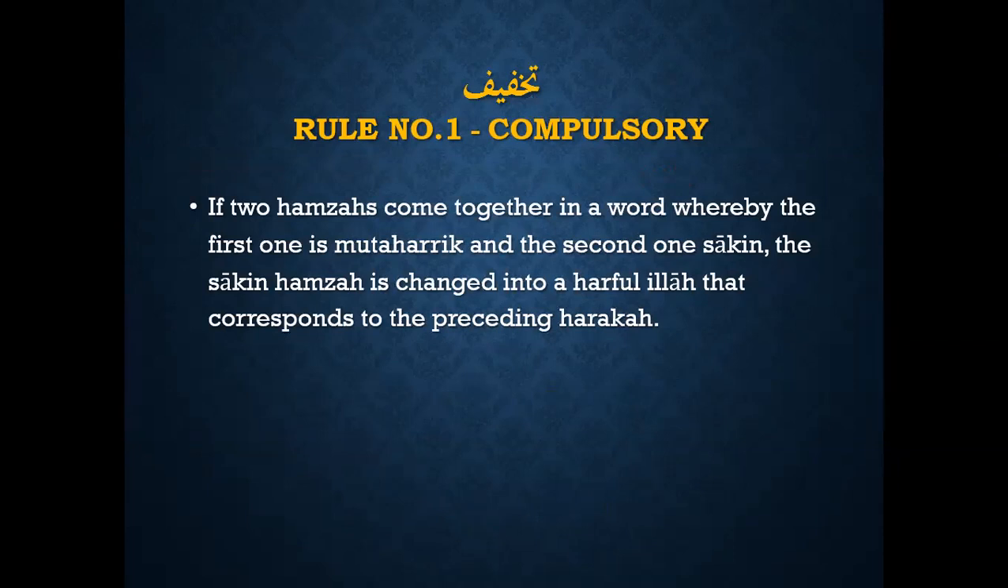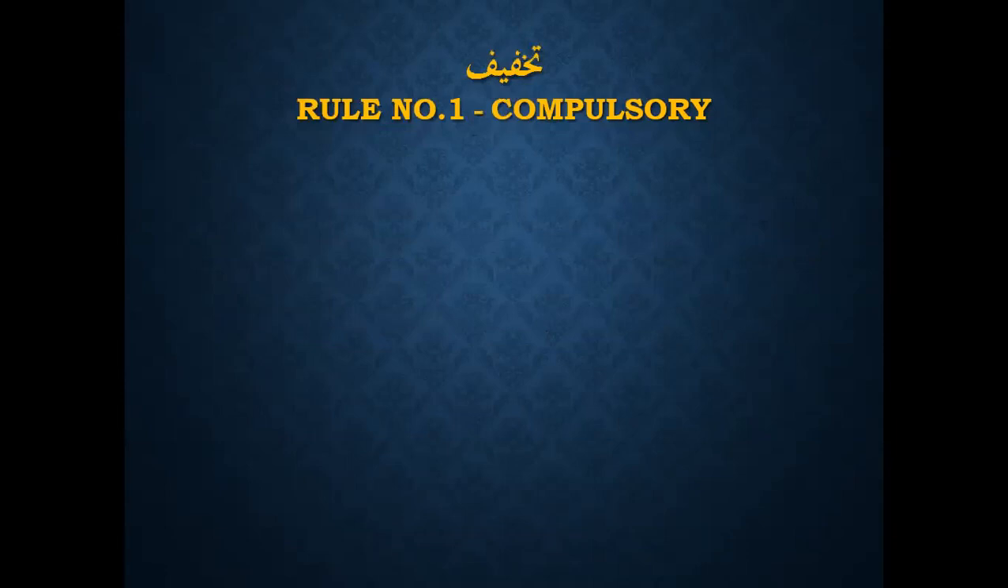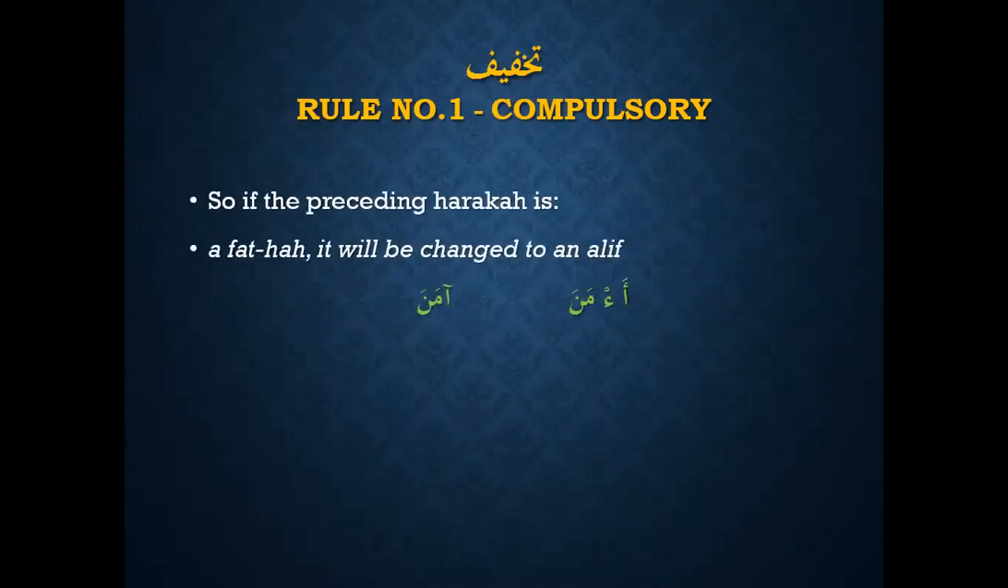The second Hamza must be changed according to the haraka on the first one, because fatha goes with alif, kasra goes with ya, and dhamma goes with waw. So this is what they would do. They say a'mana. The first is Hamza and the second is Hamza as well. Two Hamzas together. The first one has fatha, the second one is sakina. So you must change this Hamza into alif, because fatha on the first one dictates that it must be alif. A'mana becomes amana. Amana ar-rasulu bima unzila, as appears in the Quran.